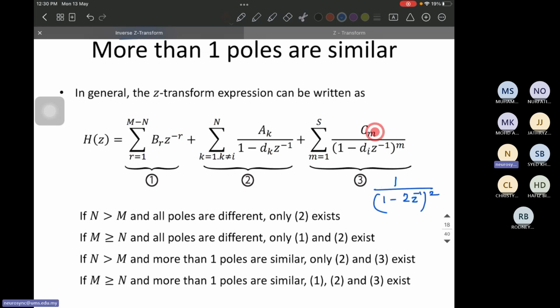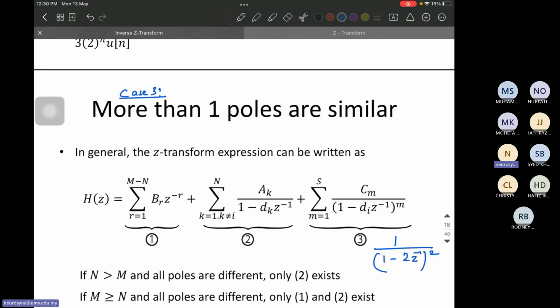So how to find this constant Cm? Please understand this m will go from 1 to S. And what is the S? S is the number of multiple poles at the same location. So this will go from summation m equal to 1 to capital S.